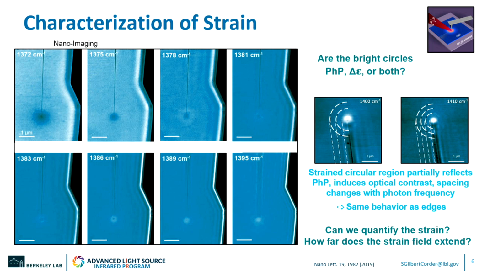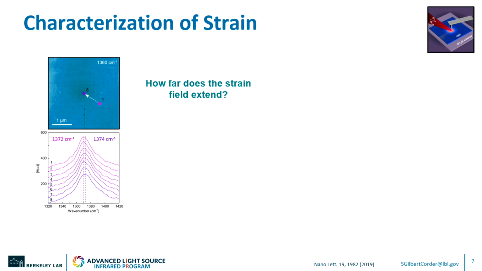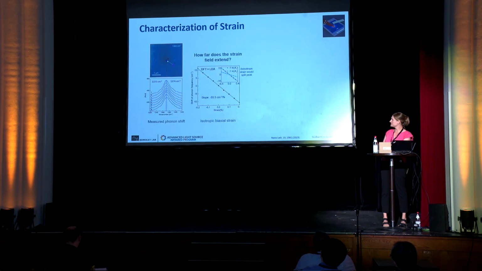So then we wanted to know, is it possible to quantify the strain field in this small region? It's highly localized, and it obviously can't be that high of a strain given the dimensions and everything that we're talking about. So can we quantify it, and how far does the strain field extend? So we turned to nanospectroscopy with the synchrotron and probed a region moving from a region that was unstrained into a region where the dielectric value was obviously different. And we do indeed see a shift in the phonon frequency. So as expected, there's a phonon frequency shift.